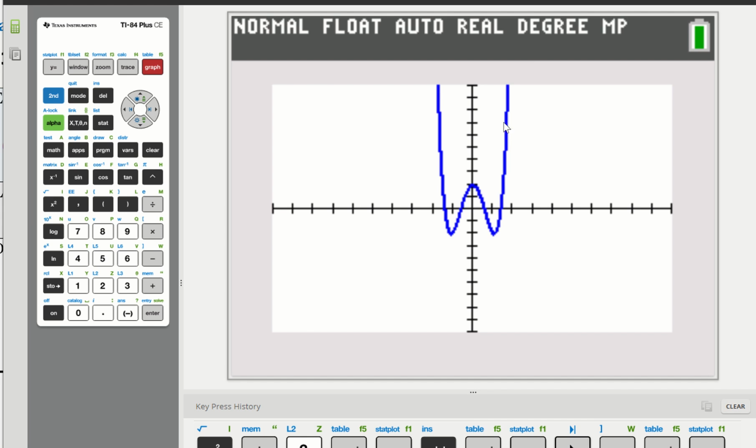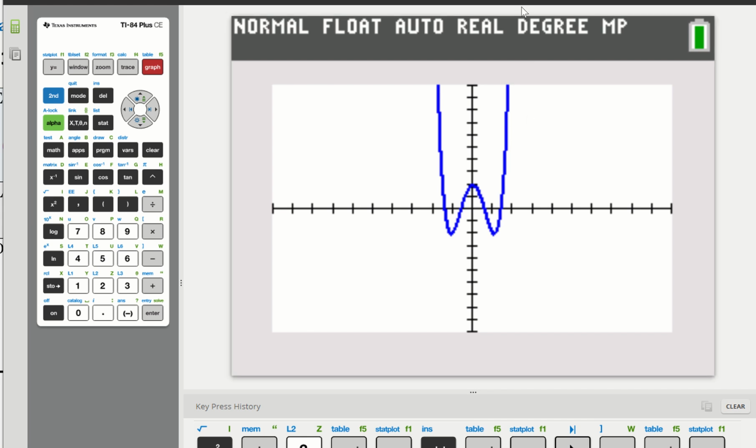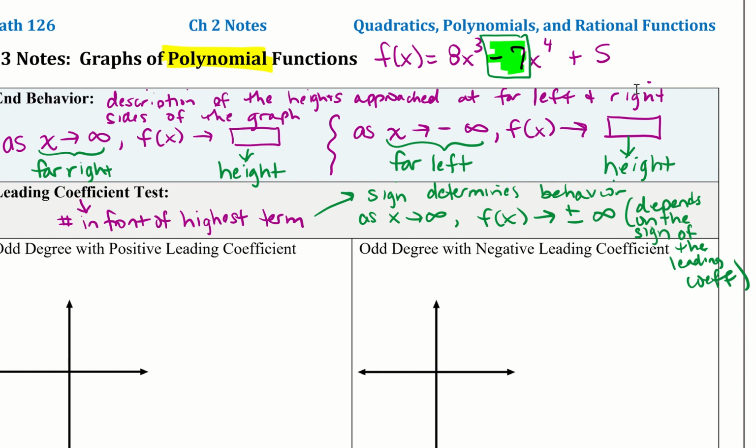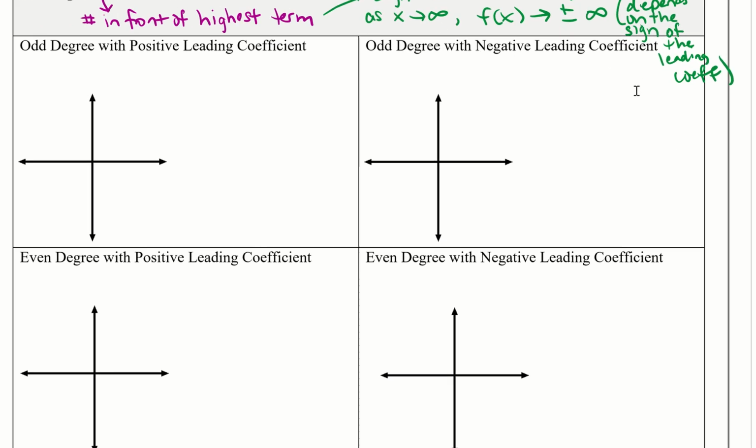Here's my right side of the graph, and it's going up to positive infinity. If, on the other hand, I change this coefficient to a different sign, then I should be going down. In fact, we're going to explore this a little bit more in the light of this next portion, because whether the highest term has an odd power or an even power, whether the degree is odd or even, will tell us a little bit about the behavior of a function.